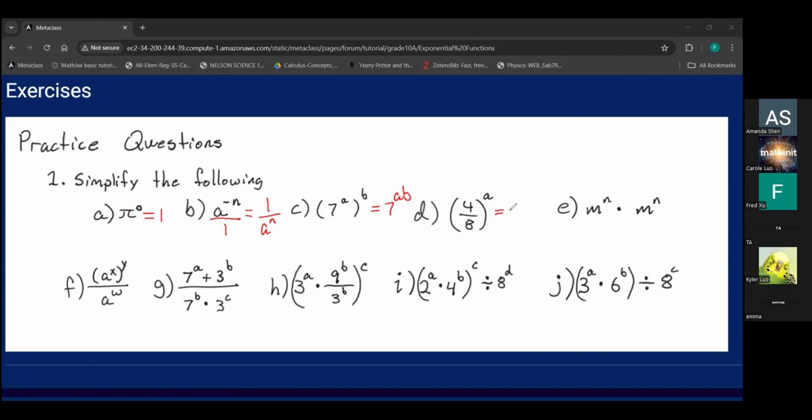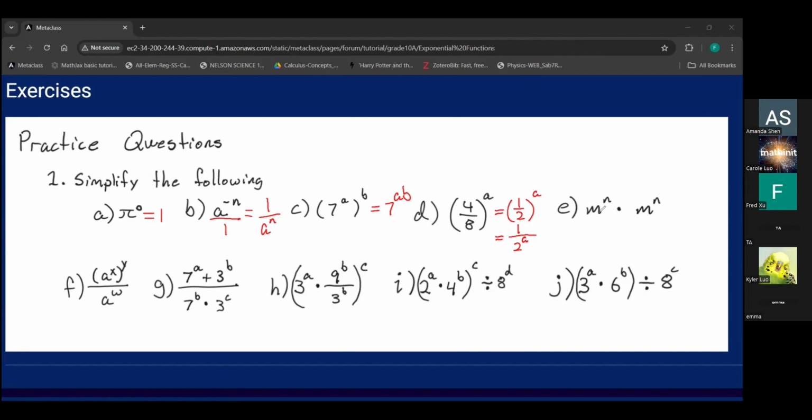Remember, I asked you to simplify. So this you'll write as 1 over 2 to the power of a, and 1 to the power of anything, hopefully you realize, is just equal to 1. So you can just write 1 over 2 to the power of a. Okay, this is the most simplified form.